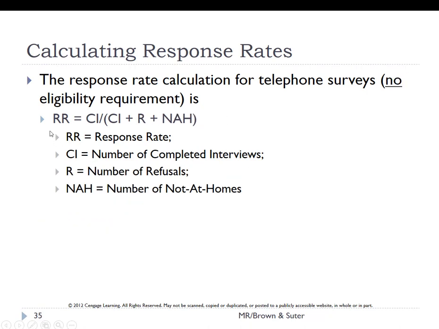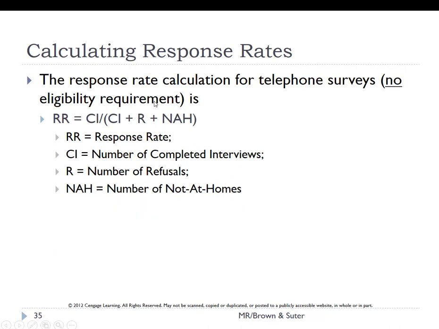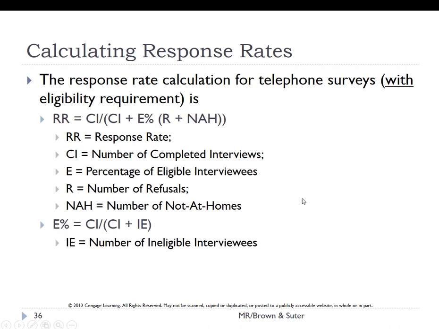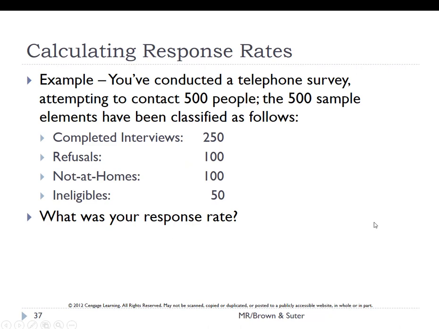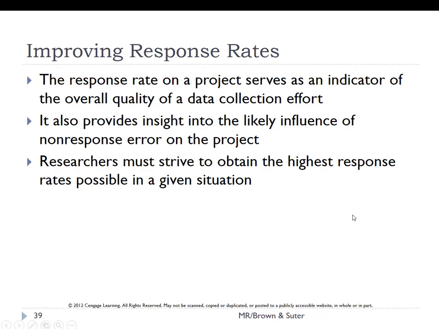Oh, sorry, I clicked right through that one again. Telephone surveys have another set of variables that we look at: completed interviews, refusals, and not at homes. With telephone surveys, we can also look at an eligibility requirement, versus the last one, which had no eligibility requirement. An example. Again, I'm not going to go through all of these. These slides will be available on Blackboard.